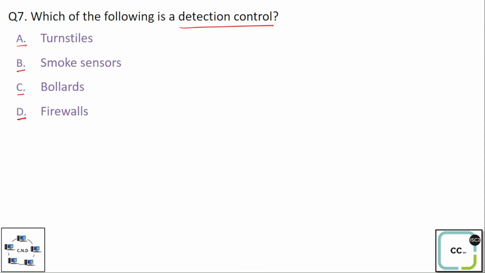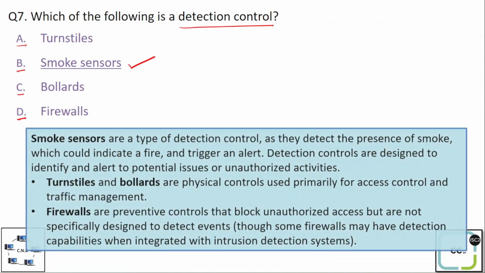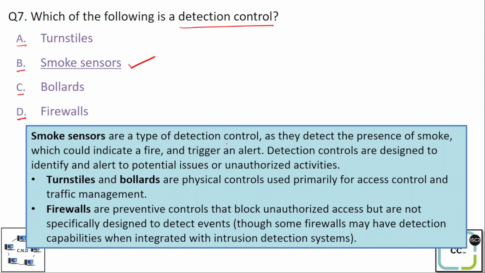And the correct option is, of course, option B, smoke detectors or smoke sensors, because they are used to detect the presence of smoke or fire. So smoke sensors are a type of detection control as they detect the presence of smoke, which could indicate a fire and trigger an alert. Detection controls are designed to identify and alert to potential issues or unauthorized activities.